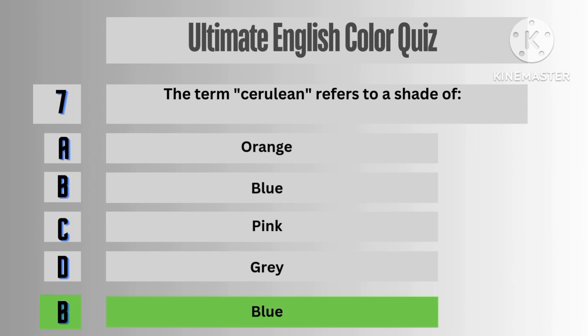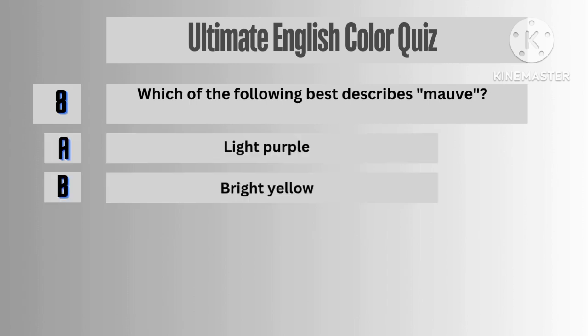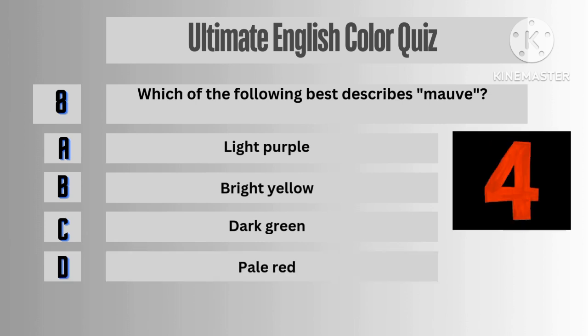Question number 8. Which of the following best describes mauve? Option A light purple, option B bright yellow, option C dark green, option D pale red. 5, 4, 3, 2, 1. Correct answer is A light purple.